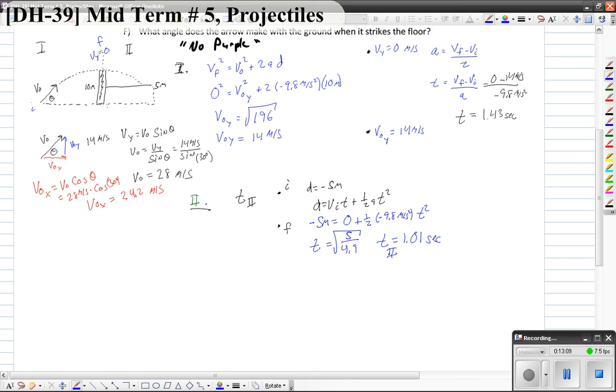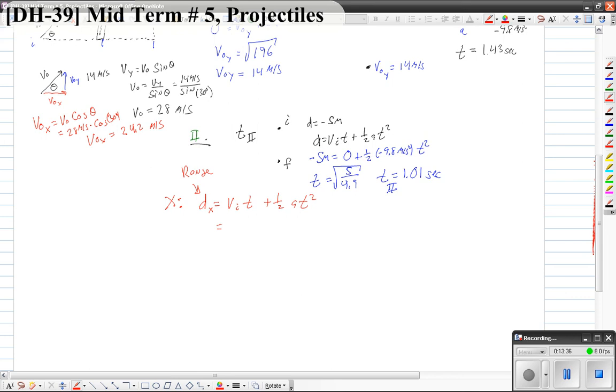So I ask you, how far does it go from the wall to here? How far past the wall does this land? Well, it's really asking you for the range. Range sounds an awful lot like distance in the x direction, and it is. So we're going to use distance equals initial velocity times time plus 1/2 a t squared, also known as the range. And the initial velocity, you have to be real careful here. A lot of people want to put in 28. It's not 28. It's the x component of 28, which we found is 24.2 meters per second.